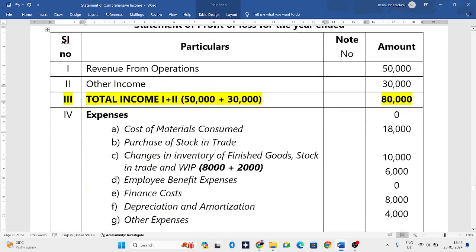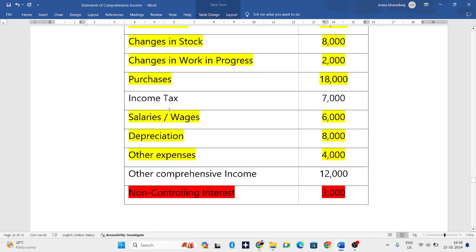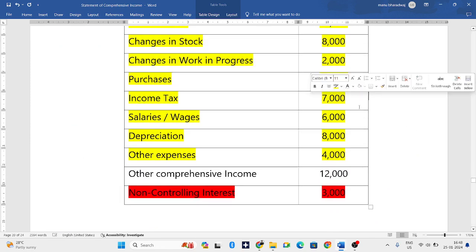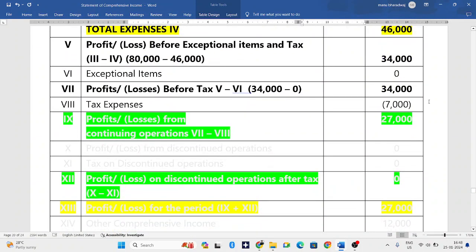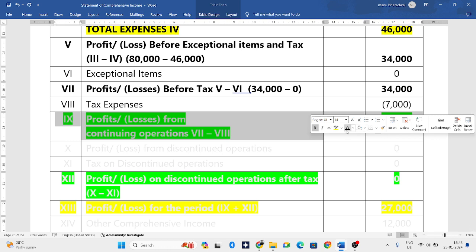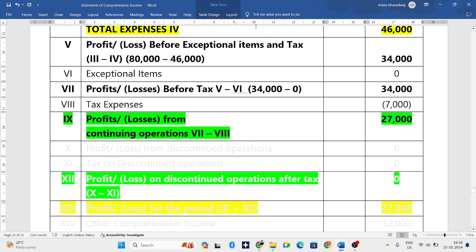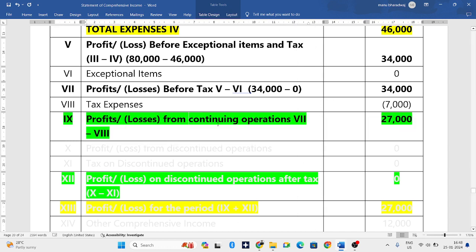We have to remove tax. In question they have given directly income taxes 7,000 rupees. They have given it directly, so income tax 7,000 has to be subtracted. When we subtract that, we will get profit or loss from continuing operations. How did we get this? 34,000 minus 7,000 gives us 27,000 rupees.